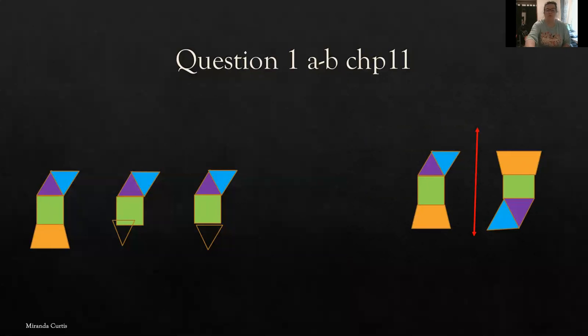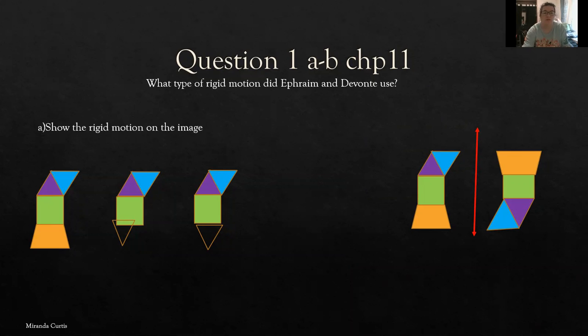Okay, question 1. What type of rigid motion did Ephraim and Devontae use? We're going to show the rigid motion of the image. Over here is what we're supposed to be solving, but we're going to go over some terminology.